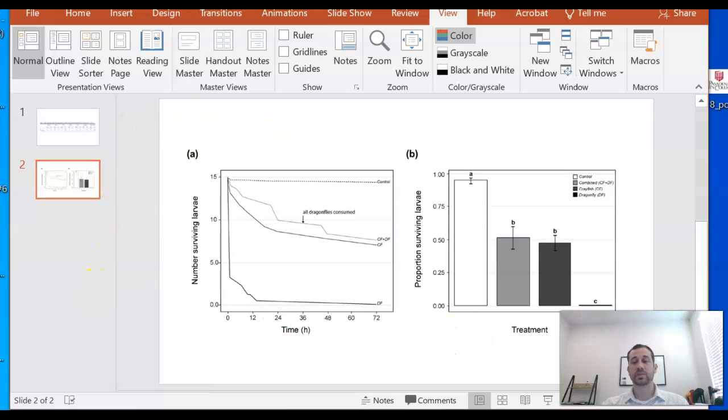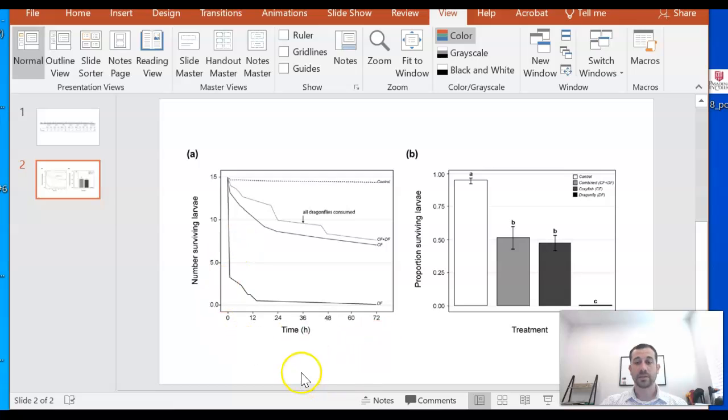Next is the experimental aspect, where they ran 72-hour experiments to see if those crayfish or dragonflies being present are going to impact the abundance or the prevalence of mosquito larvae within their own experimental containers. Okay, so this is figure number 2. We're looking at panels A and B here.